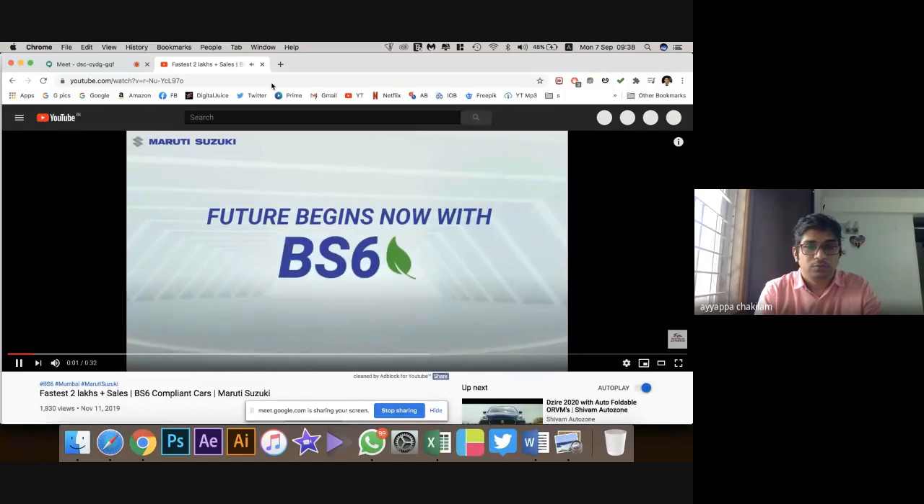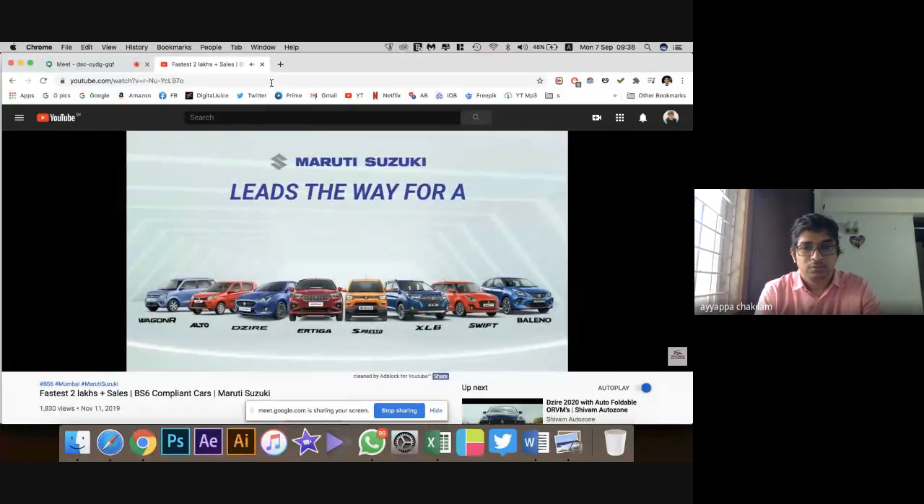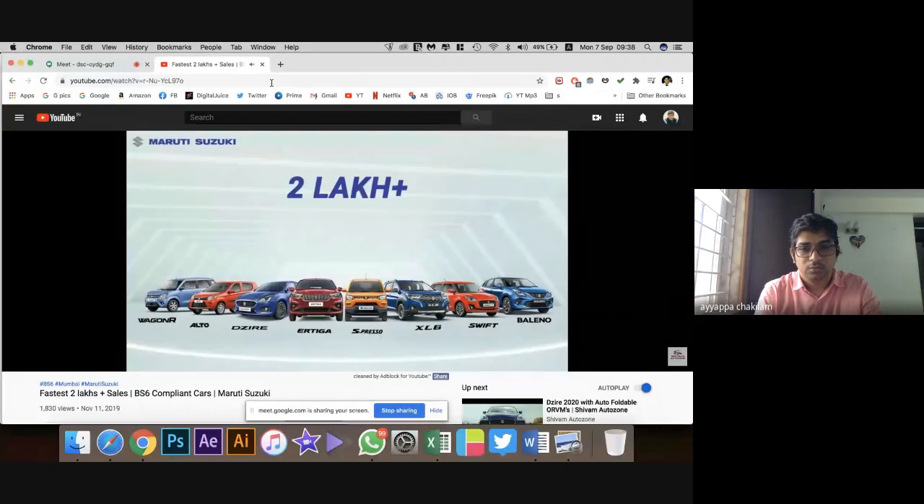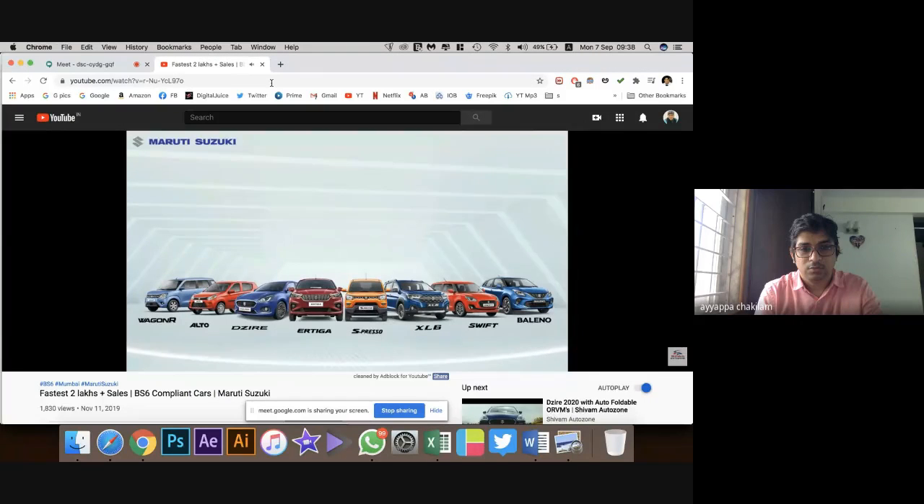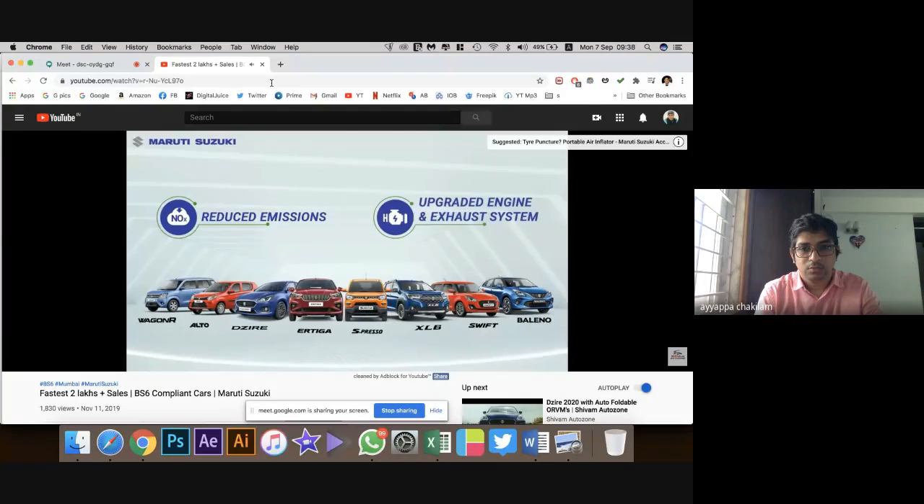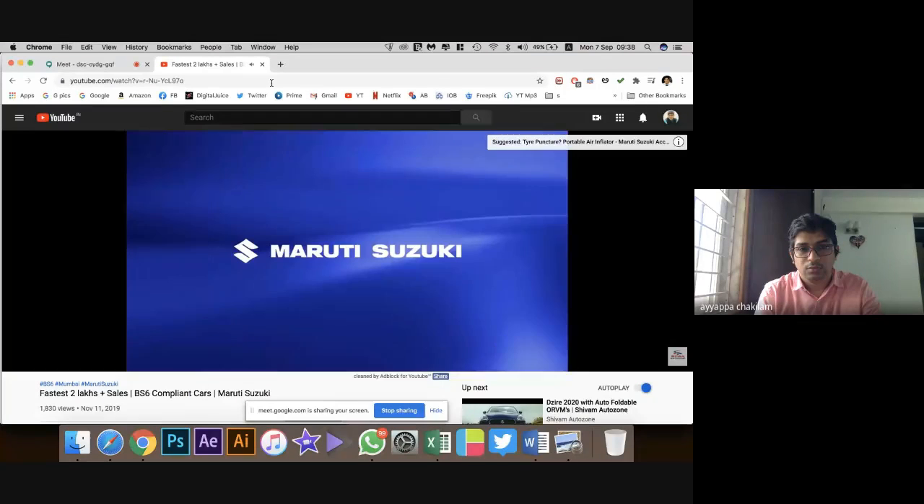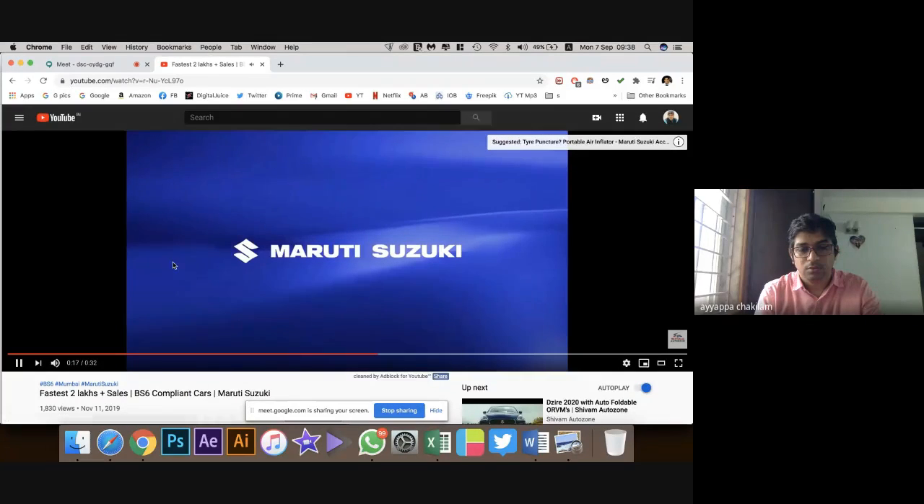Future begins now with BS6. Maruti Suzuki leads the way for a greener India with 2 lakh plus BS6 compliant cars. We are committed towards a cleaner environment by ensuring reduced emissions aided by upgraded engine and exhaust system. Come and be the change with Maruti Suzuki BS6 cars.